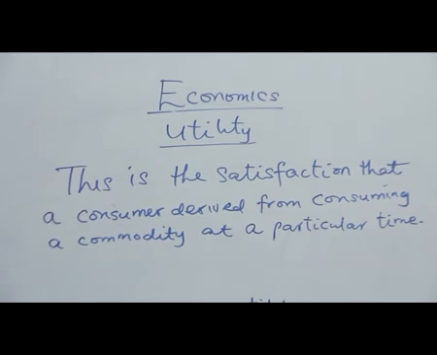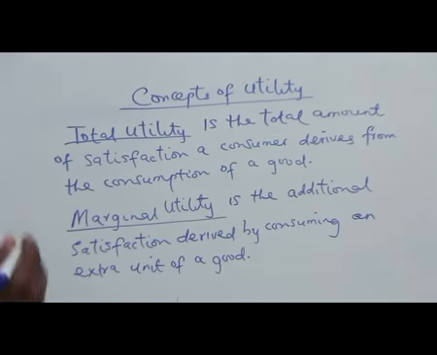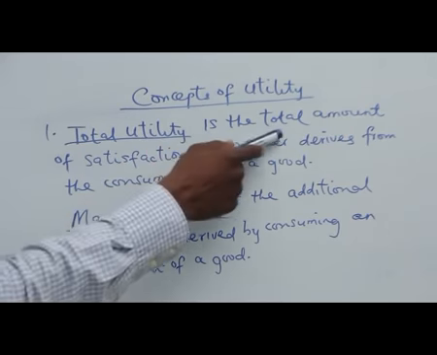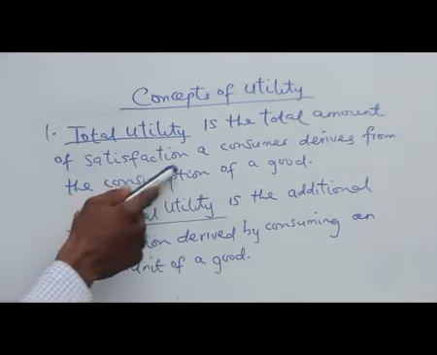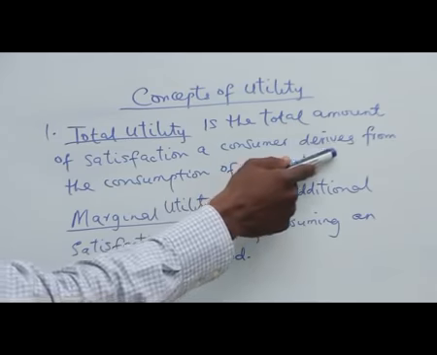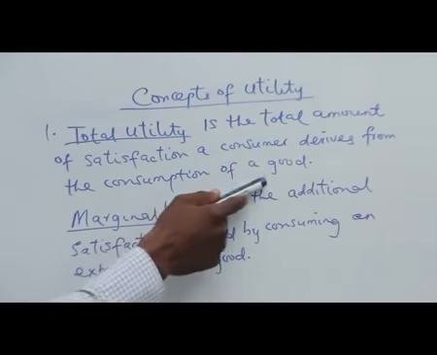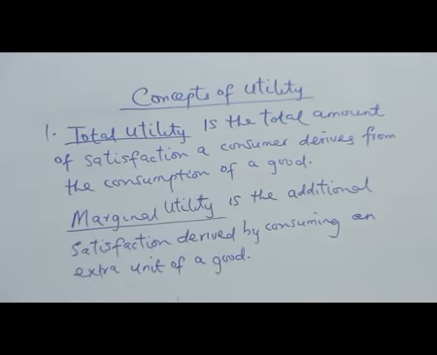Then how can we understand this better? Let us look at the concept of utility. Number one, total utility is the total amount of satisfaction a consumer derives from the consumption of a commodity. That is, when you consume a commodity, what is the total amount of satisfaction derived from that commodity? There is a way of doing the measurement. We are still going to look at that later.